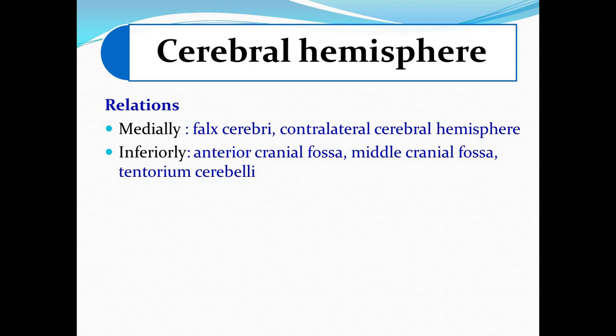The relation between the cerebral hemisphere and the other structures is like this. Medially, there is the falx cerebri. This is an extension of dura mater that lies within the cleft between the two cerebral hemispheres, separating the two cerebral hemispheres, and the contralateral cerebral hemisphere. Inferiorly, there are the anterior and middle cranial fossa and the tentorium cerebelli, which separates the cerebrum from the cerebellum down.